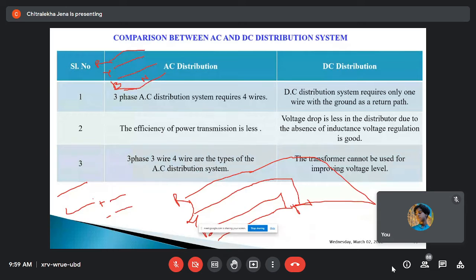Am I clear to all of you up to this? Ma'am, can you explain that 3-phase 4-wire? 3-phase 4-wire system.